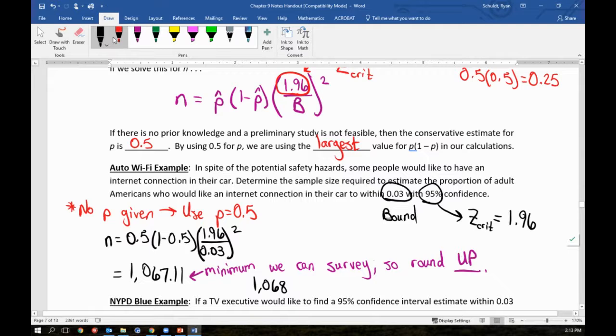We can say adult Americans. I'm just going to say 1,068. You know what? Let's be specific here. Adult Americans. That's how many we have to survey.